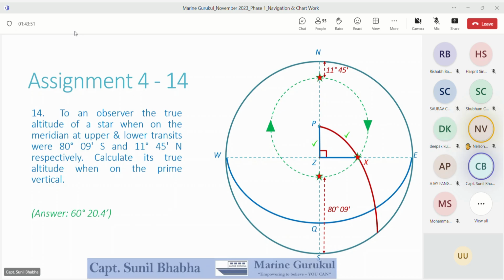Very good. So if it is clear up to here, then we are done with the circumpolar concept. So I'm going to close down the presentation now.